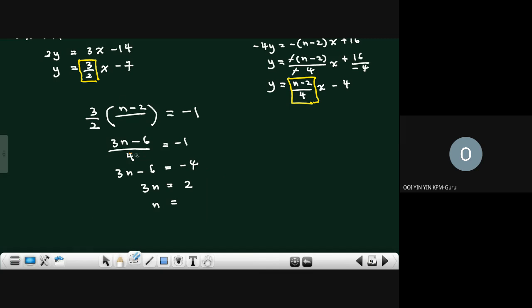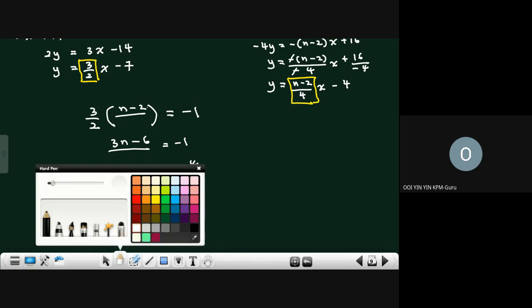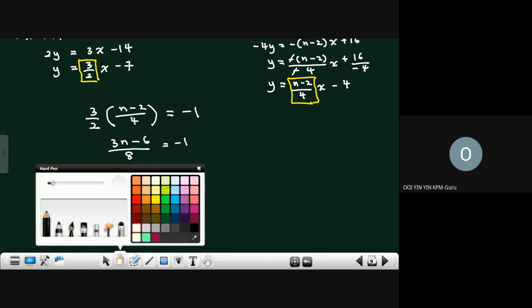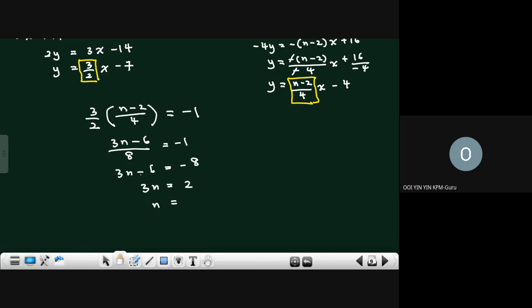Okay, this one. I write here 4, right? Why did I go and write 2? Here is 4, so here you get 8. If here you get 8, here you get negative 8. So negative 8 plus 6, you get negative 2, which overall gives you negative 2 over 3. That is your answer for n.